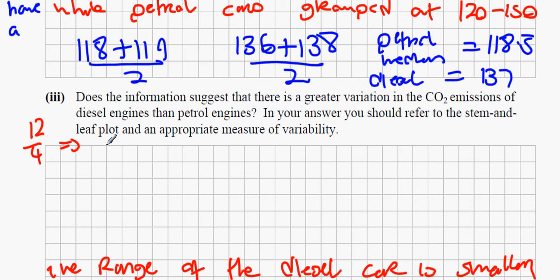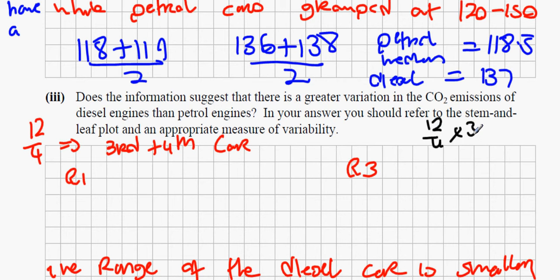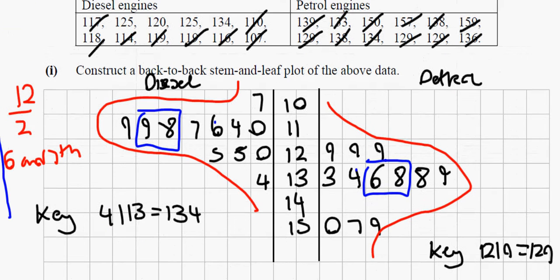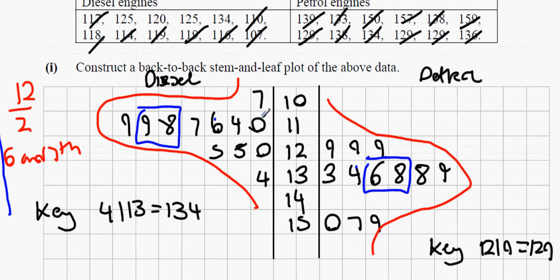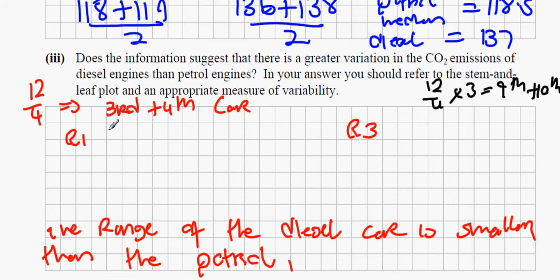which is the third and fourth car. And for Q3, which is the upper quartile, it's 12 divided by 4 multiplied by 3, which is 9, and because it's an even number, it's the average of the 9th and 10th car. So we could say the third and fourth car, 1, 2, 3 and 4, would be 114 and 116 for Q1. 114 plus 116 divided by 2.